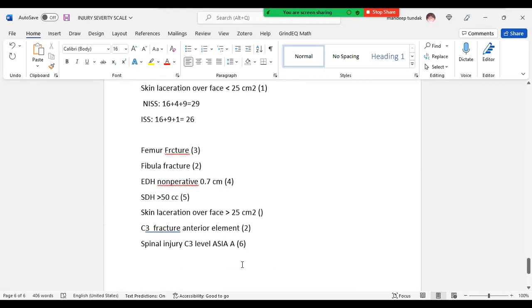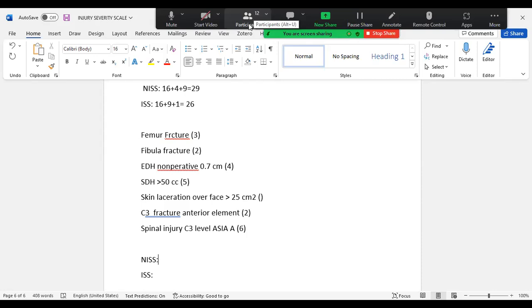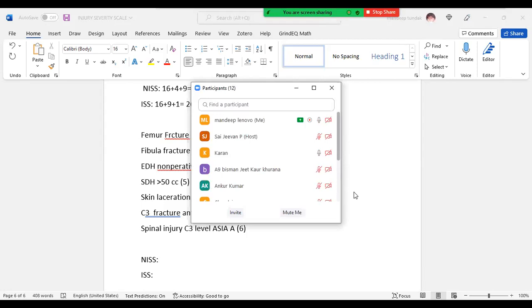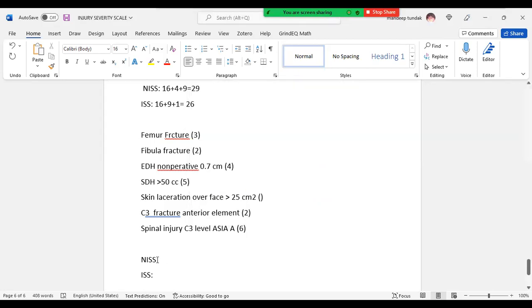Now tell me, what is NISS for this patient and what is ISS for this patient? Any GR? Anybody can tell, please. This is the last example we are having, maybe. Anybody still there or all have left? Jivan, you there? Nirav? Sir, for NISS, we'll take spinal injury 6 square, 36.